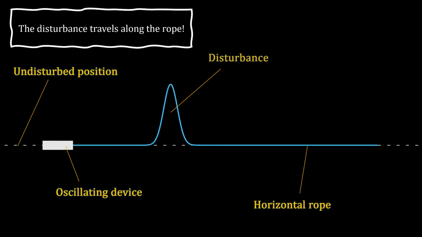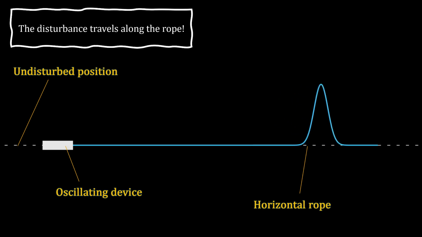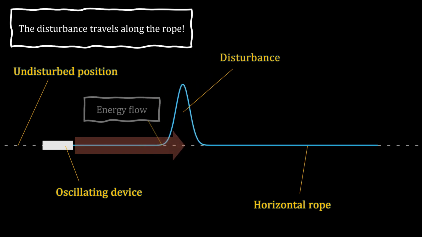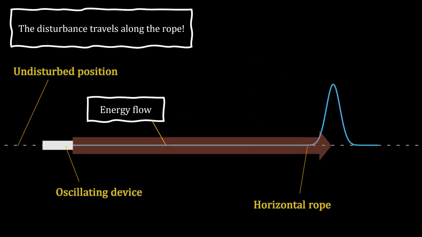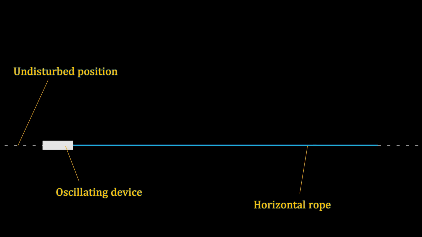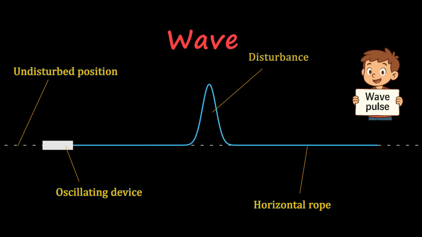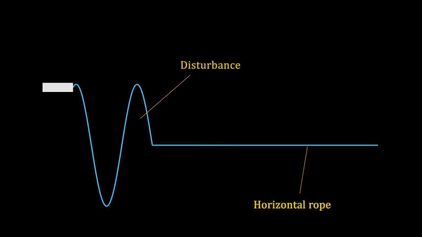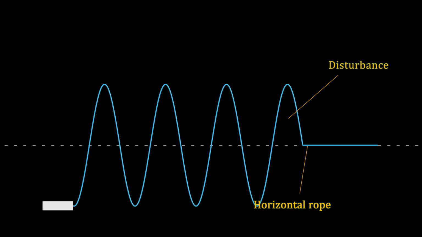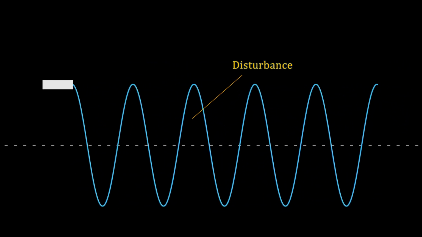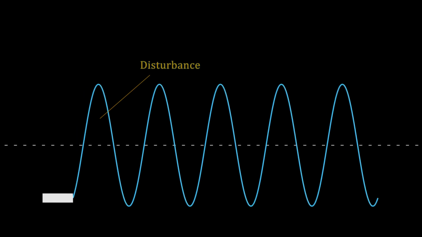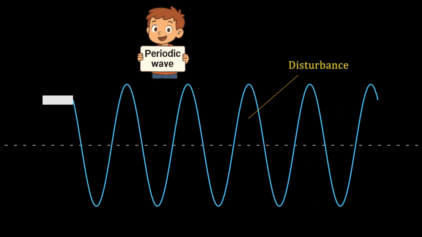The disturbance is seen to travel along the rope, and each point of the rope is disturbed successively, allowing energy to be transferred from one location to another. This type of disturbance that propagates from one place to another is called a wave, and in this case we call it a wave pulse because it is not periodic. If the rope is disturbed in a periodic manner, we see that all points along the rope are disturbed periodically as well. In this case, we have a periodic wave.